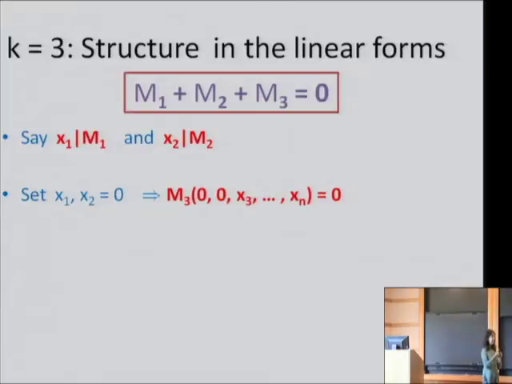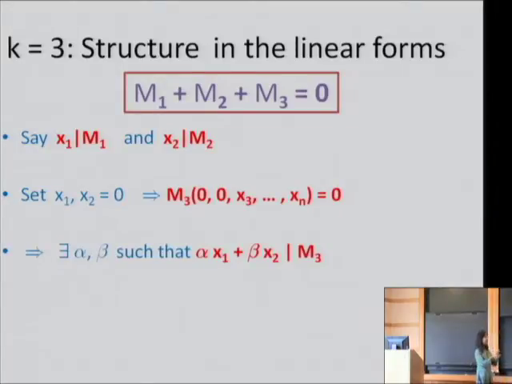But m3 is a product of linear forms. So if m3 vanishes, some linear factor of m3 in particular must have become identically 0 when we set x1 and x2 to 0, which means that that linear factor must have depended only on the variables x1 and x2. Okay, so some linear combination of x1 and x2 divides m3.